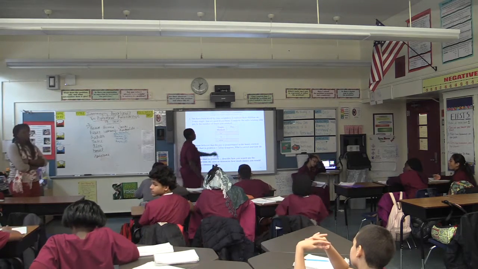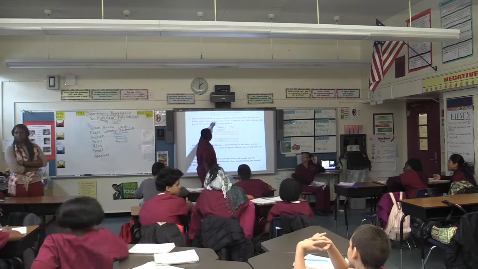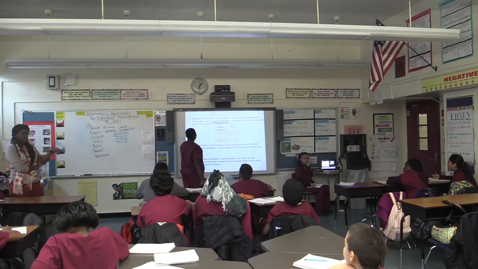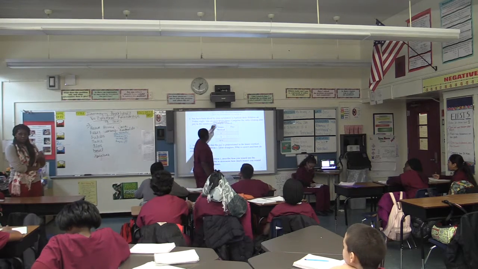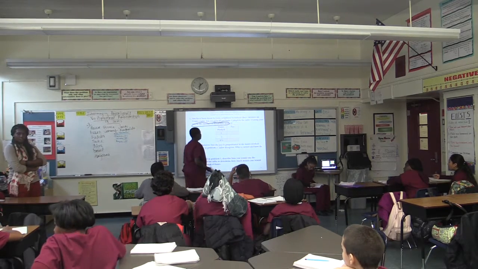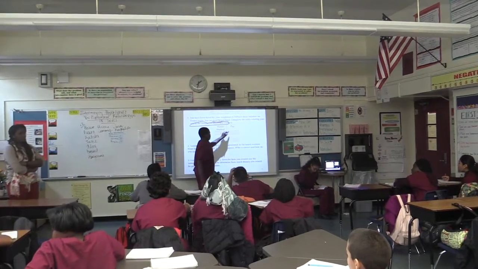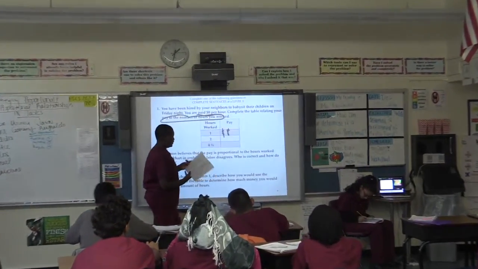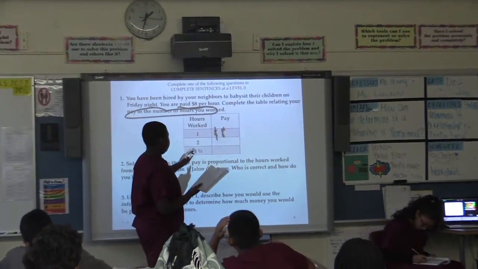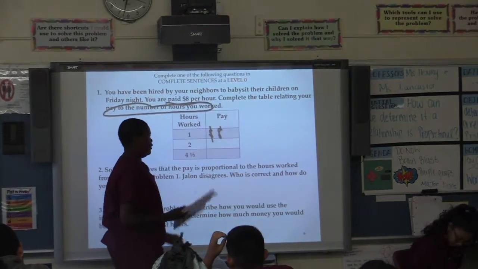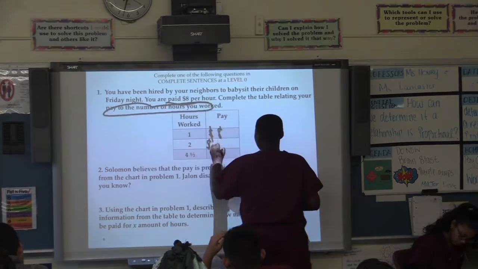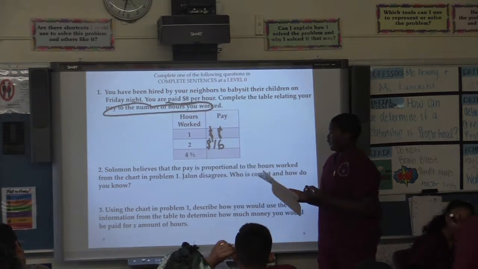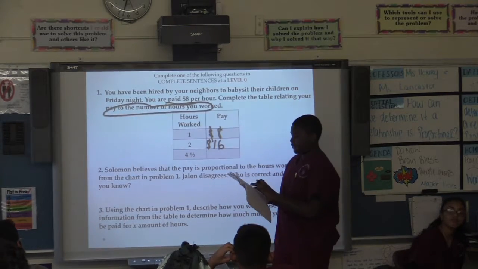Okay, so first, I underline the $8 per hour. Then this is the data number, the hours you work, basically. So for 1 hour, it's $8. Then for the next hour, I did technically the same thing. I did 2 times 8, $16, right? Then after that, it's 4.5 hours, which is 4 hours and 30 minutes.